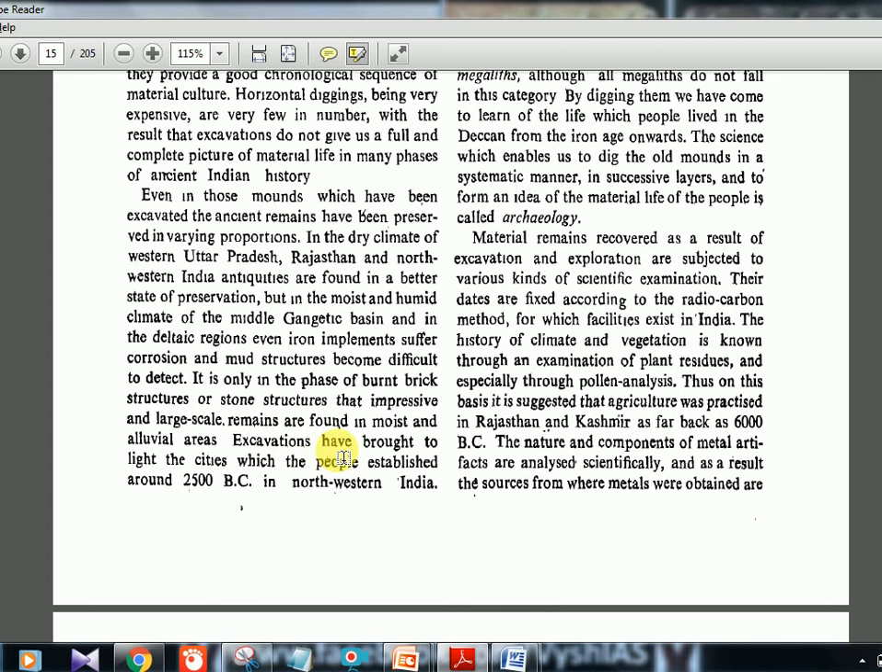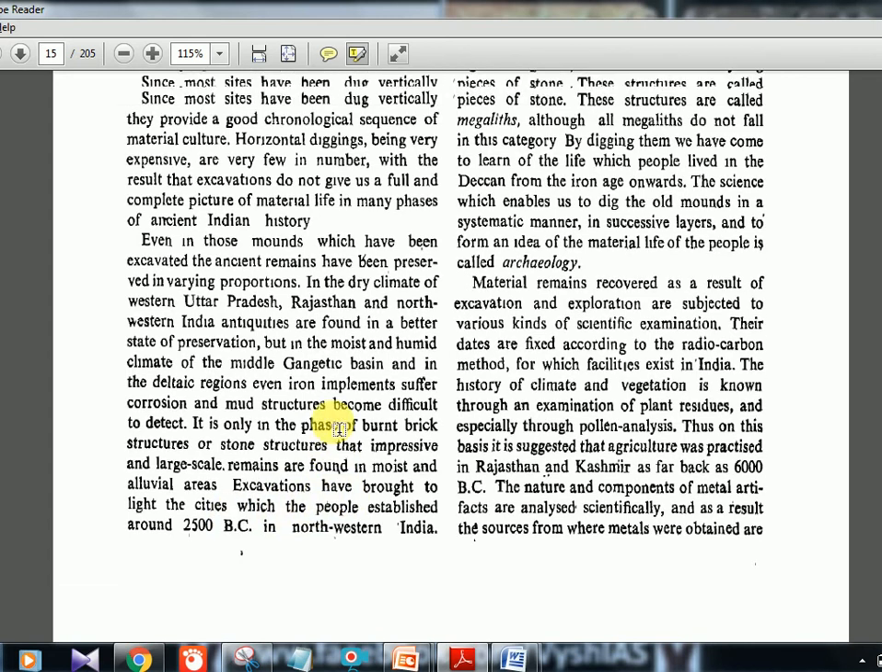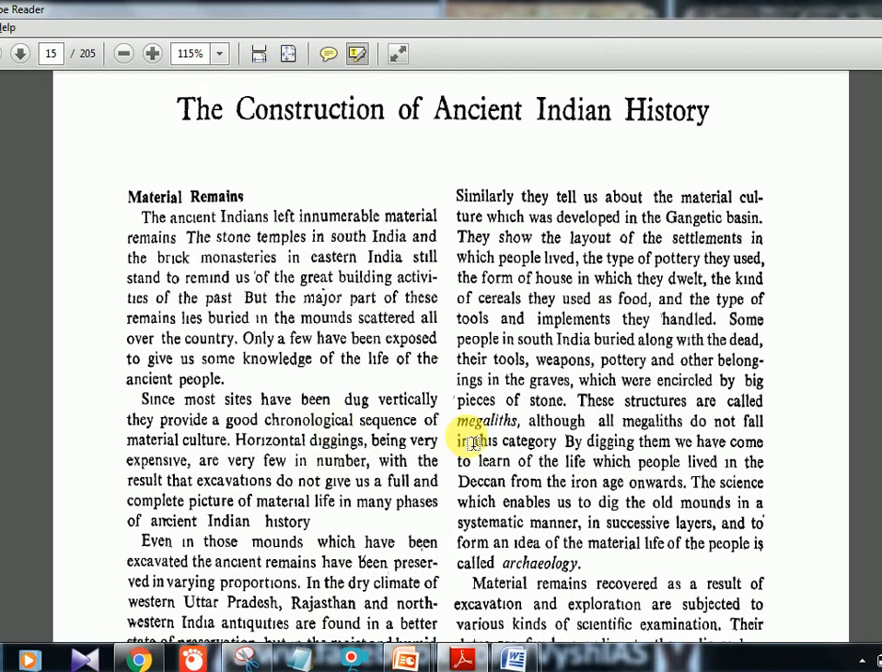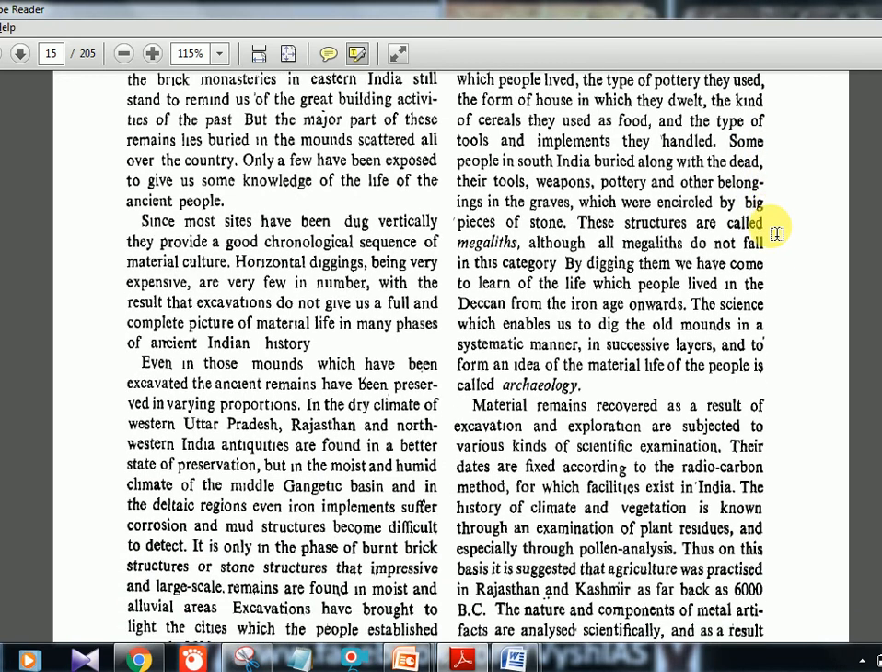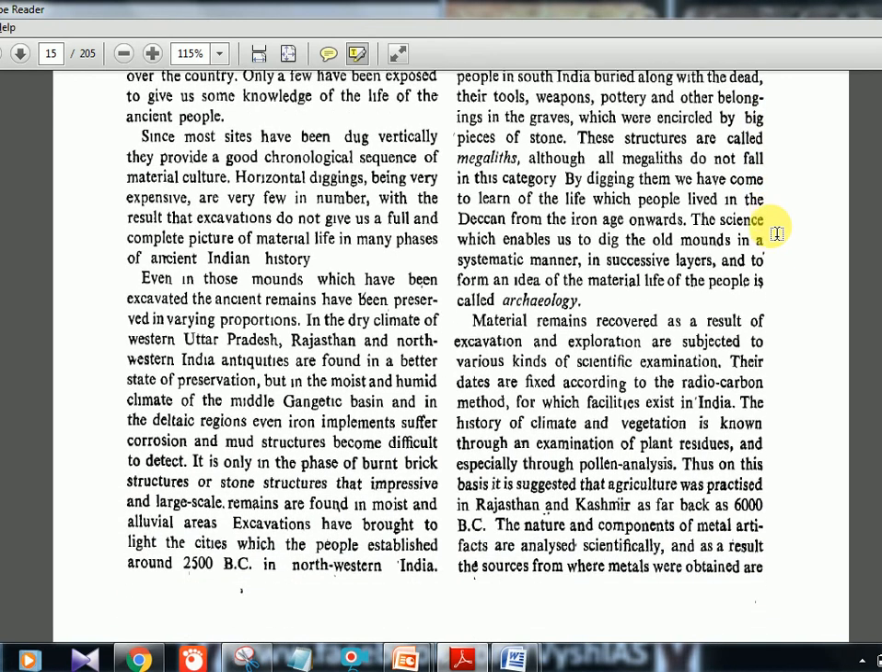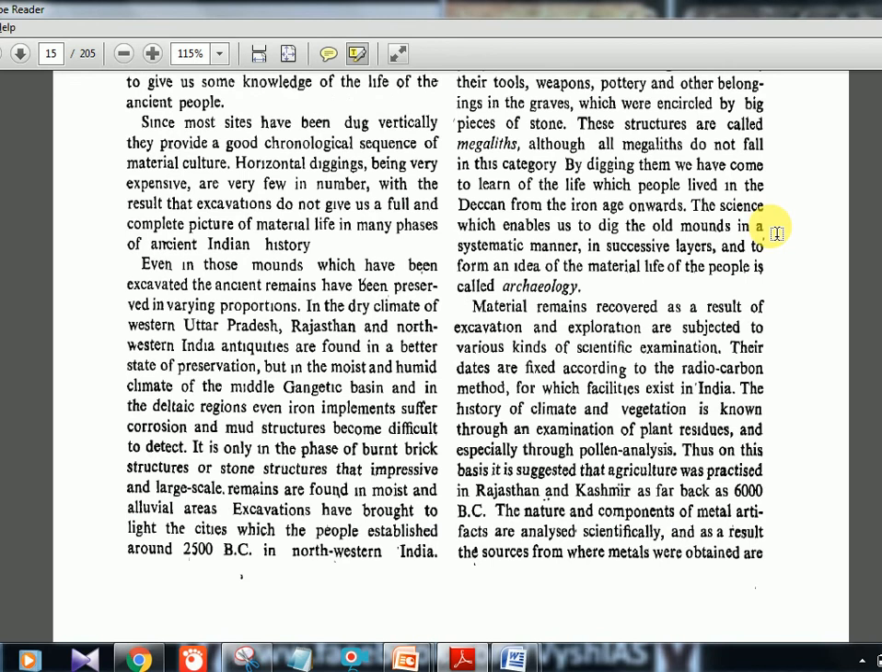Now excavations have brought to light the cities which the people established around 2500 BC in northwestern India. We know the Harappan civilization in detail. That will be there again, I think, in the third or fourth chapter. We'll see. Now similarly they tell us about the material culture which was developed in the Gangetic basin. They show the layout of the settlements in which people lived, the type of pottery they used, the form of house in which they dwelt, the kind of cereals they used as food. So anything, okay, everything about them we know in detail. Okay, whichever age it be. Okay, right from 2500 BC. Even before that we know the Paleolithic age and all that we'll see in the next chapter.